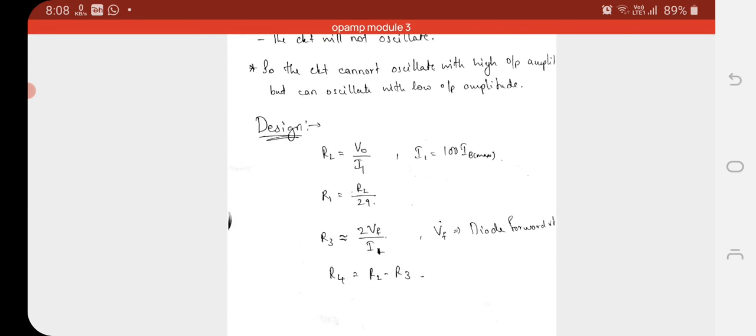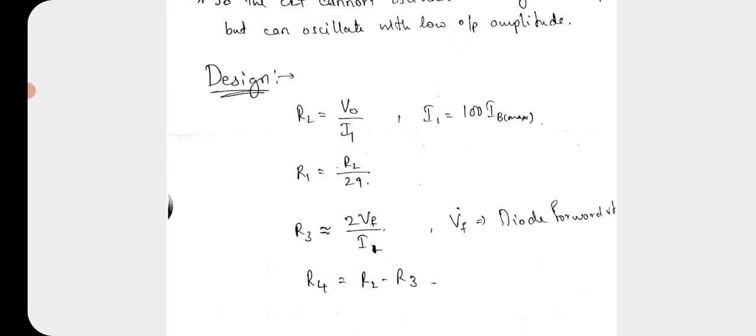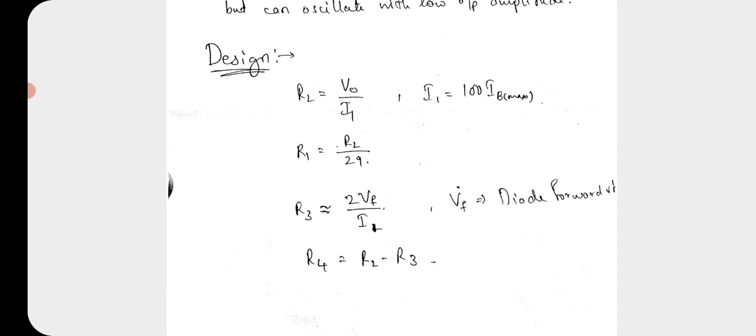So the design part has no major change: R2 as it is, I1 is the same current, R1 is the same, R3 is taken as 2 Vf by I1, where Vf is the diode forward bias voltage. And R4 equals R2 minus R3. That's it. No major rocket science in this.